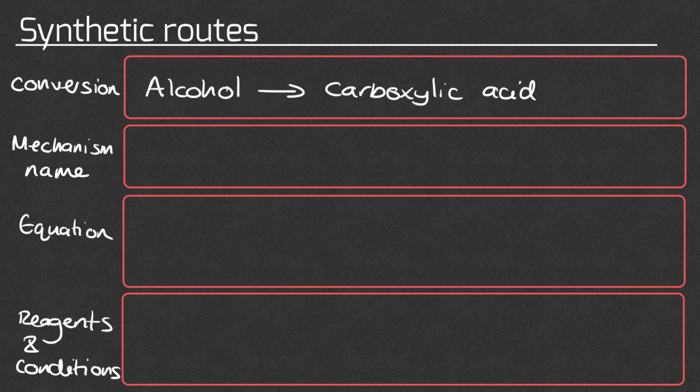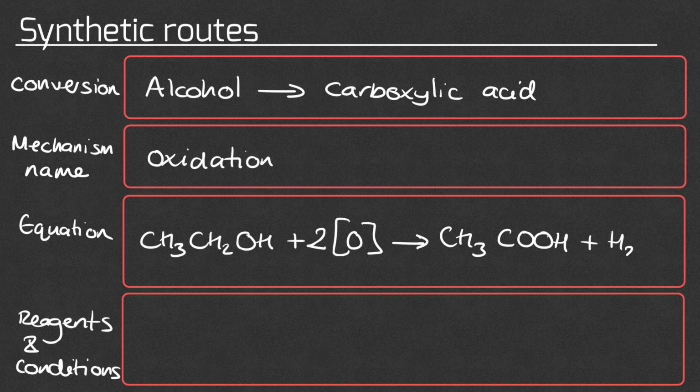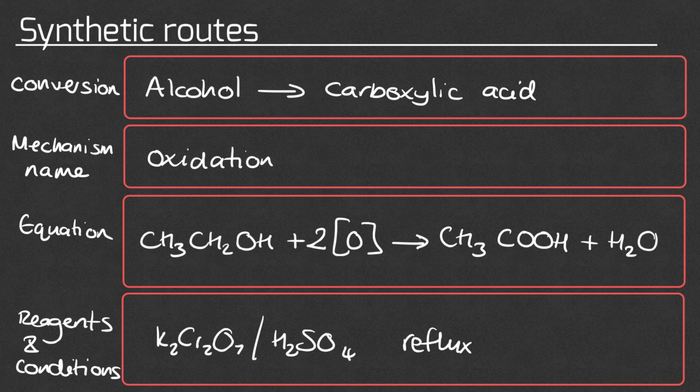For the conversion of an alcohol into a carboxylic acid, this is once again an oxidation process. An example equation would show an alcohol reacting with two equivalents of oxidizing agent to produce a carboxylic acid and water. The reagents and conditions would be a primary alcohol, acidified potassium dichromate, and the reaction done in reflux. There is no mechanism you need to learn for this reaction.